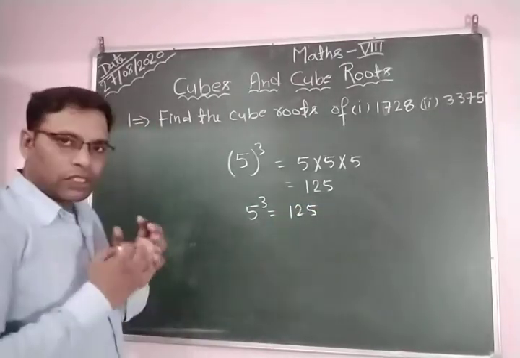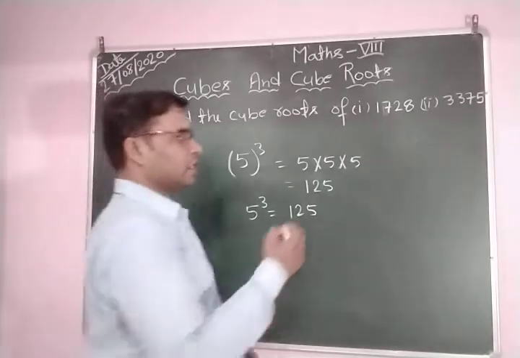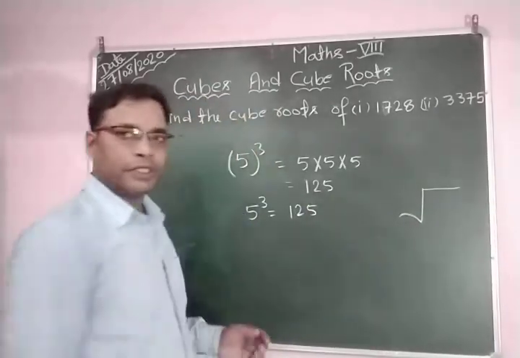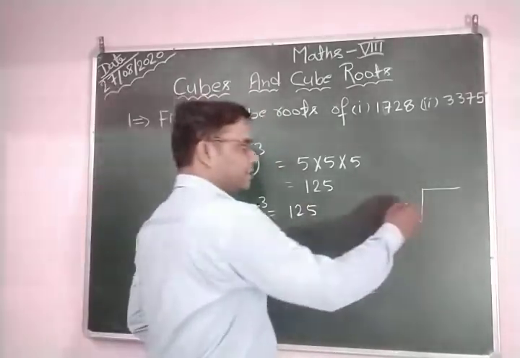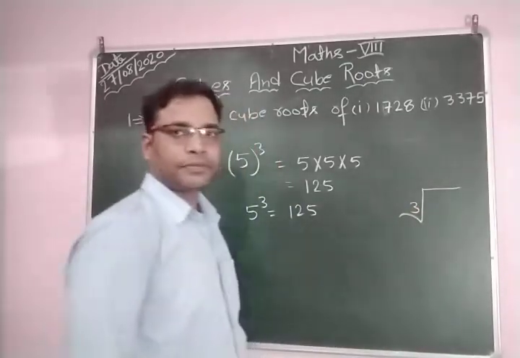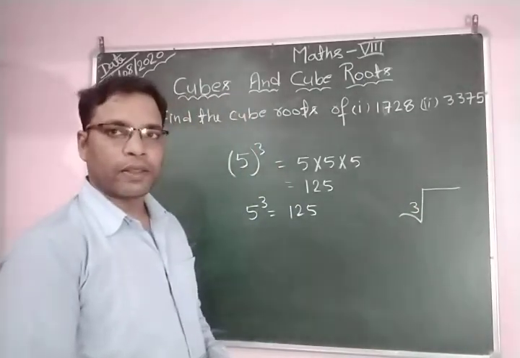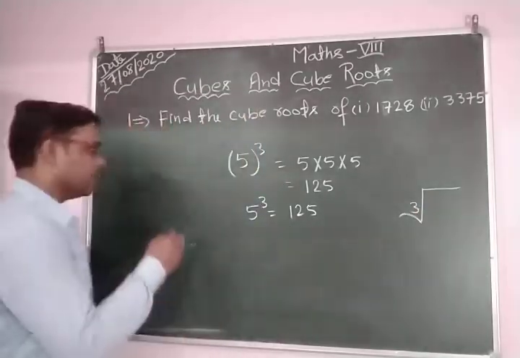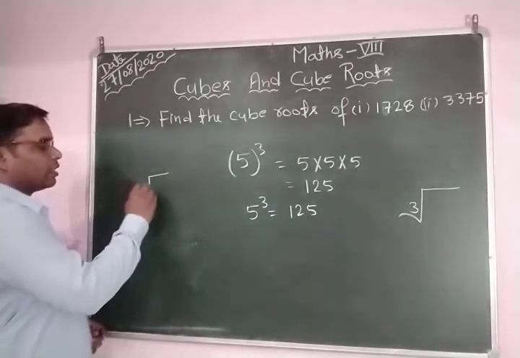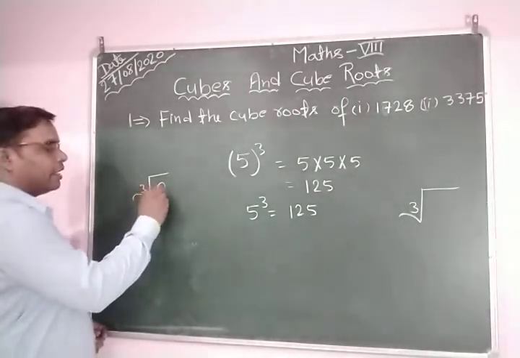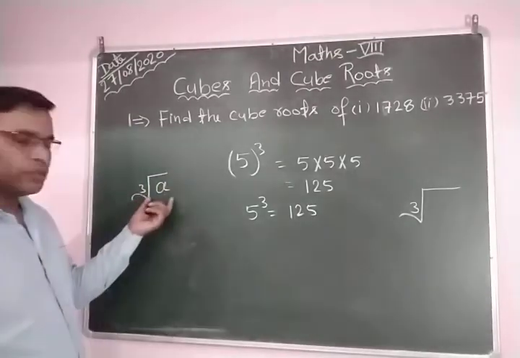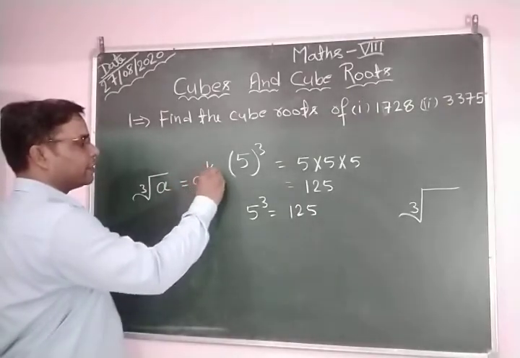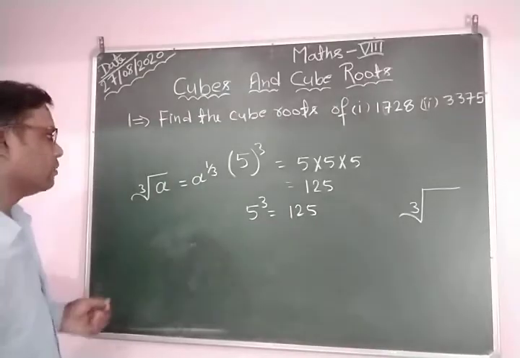Clear? And what is the cube root? You are familiar with the symbol of square root. If you write a 3 here, this becomes the cube root symbol. If you write any number under this symbol, you read it like this: the cube root of a means a to the power 1 by 3.